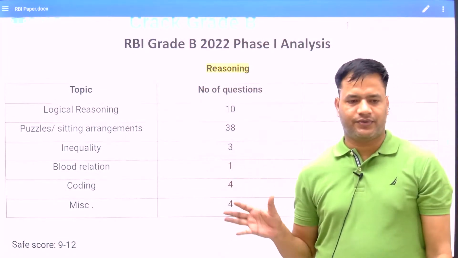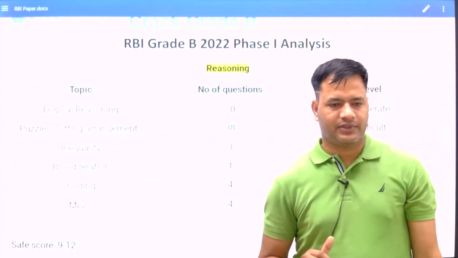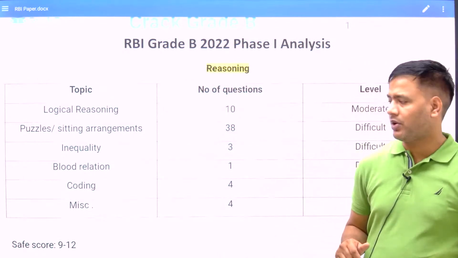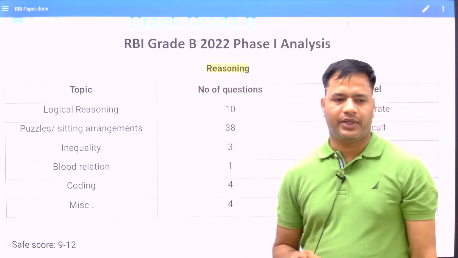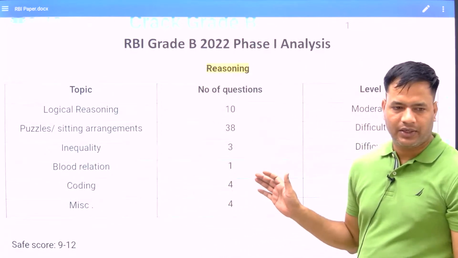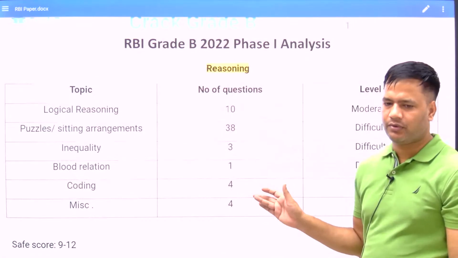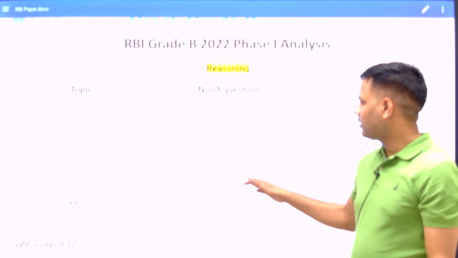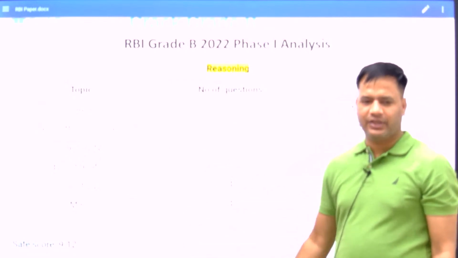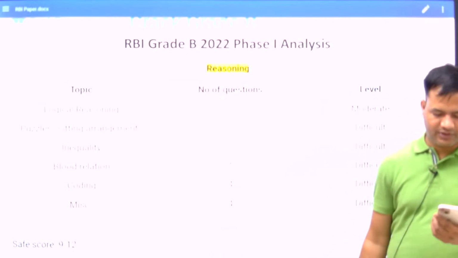Some exact questions which were asked in shift 2, we will discuss in the next class tomorrow. The three questions were based on inequality. The questions were very difficult, not simple. You can solve these questions, but they consume a lot of time. One question was based on blood relation, and a lengthy coding question. 4 questions were there in shift 2.